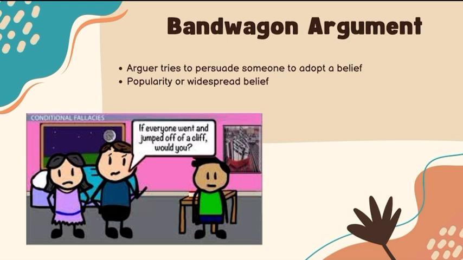Bandwagon argument. This fallacy occurs when an arguer tries to persuade someone to adopt a belief or engage in a practice simply because many others believe or do the same thing. The fallacy arises because the popularity or widespread belief in something doesn't necessarily provide evidence that the belief is true or the practice is good. For example, if everyone went and jumped over a cliff, would you?